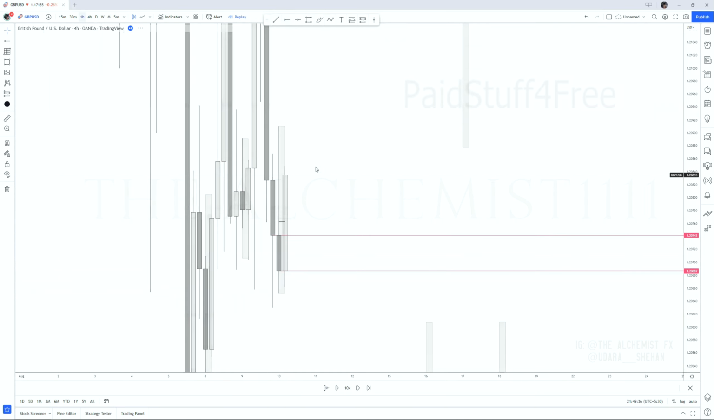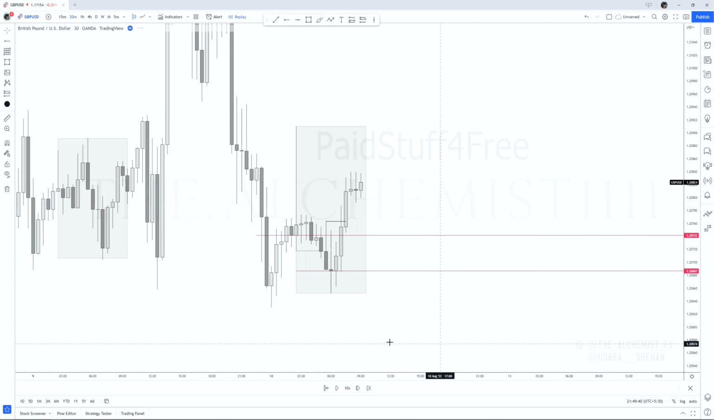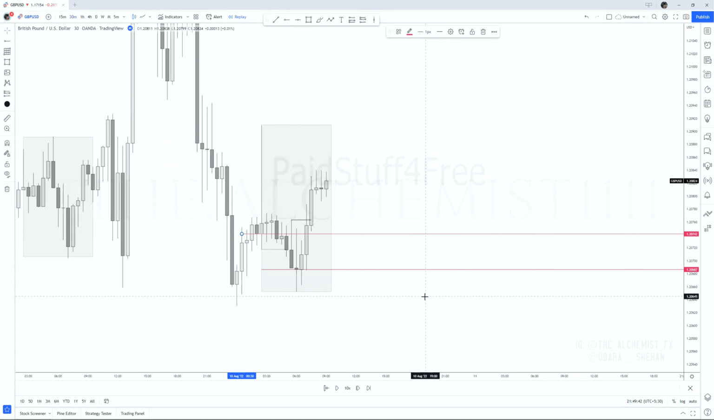Now we have all of that marked out. Let's go into the lower time frames like this. Now what do you do? From the first one, what do you wait for? You wait for a reaction, right? But if you do not get this reaction, then what do you do? You enter from this one directly.